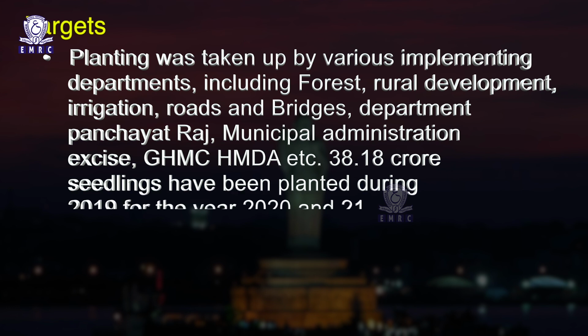38.18 crore seedlings have been planted during 2019 and 2020, and 29 crore. It is supposed to plant about 68 crore seedlings both inside and outside the forest area under the Telanganaku Haritaharam program. Sufficient planting stock is being raised in the nurseries by the forest and other departments to meet the target of 68 crore seedlings in 2020 and 2021.